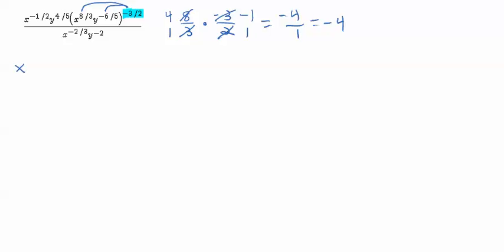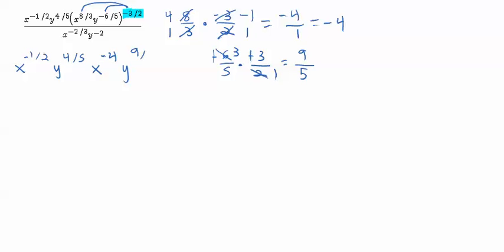So looking back at the problem, everything else is the same: x to the -1/2, y to the 4/5, x to the, we just found out, -4. And then let's look at the y's real quick. y is -6/5 times -3/2. I know a negative times a negative is a positive. I can also reduce 6 and 2. Dividing both by 2 gives us 3 and 1. So that's going to give me 9/5. y to the 9/5 over x to the -2/3, y to the -2.